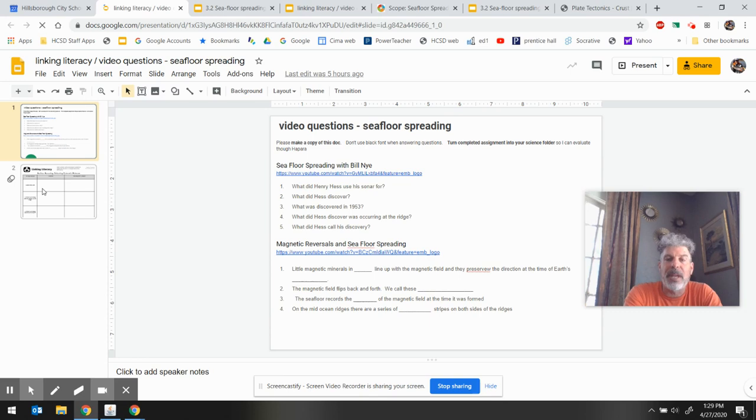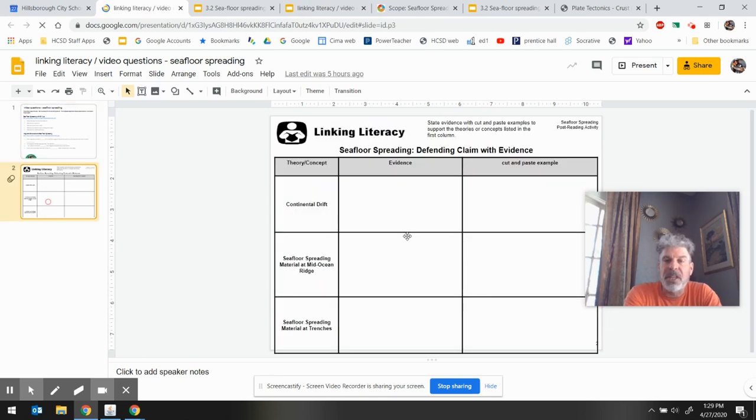And then also we have over here the linking literacy, defending a claim with evidence. Big fan of claim and evidence, particularly with this particular topic. As you'll see, this is all about claim and evidence, claim and reasoning. So this ties together continental drift and seafloor spreading. Hopefully you can see there's a relationship between them. You should go back through your notes, go through your notebook, and hopefully you can identify the evidence. And then you can cut and paste examples. What would it look like to cut and paste an example?